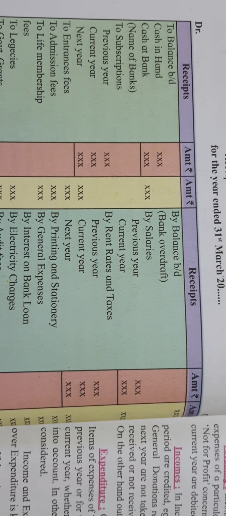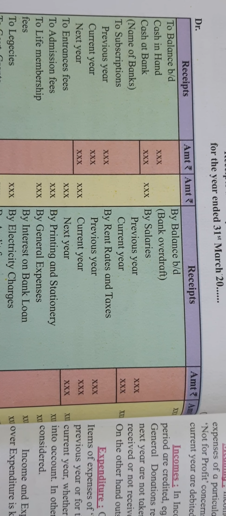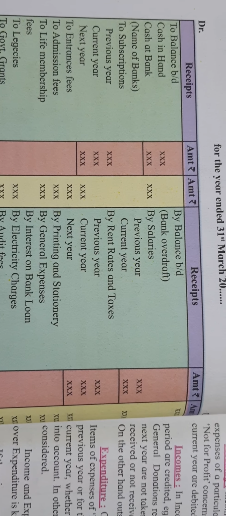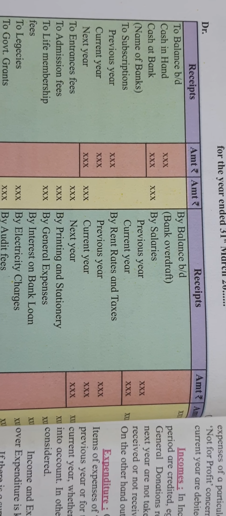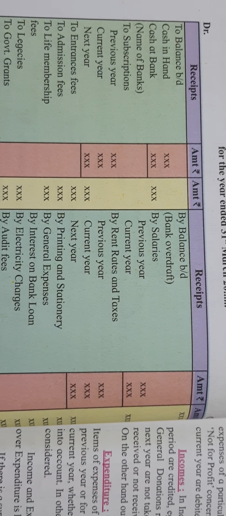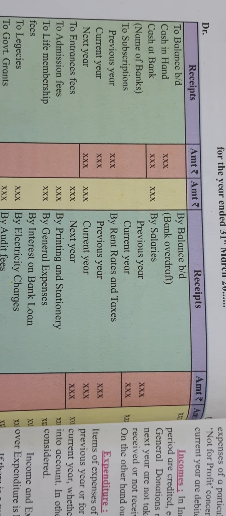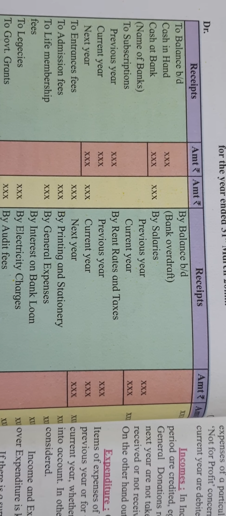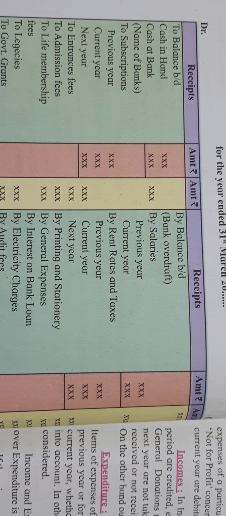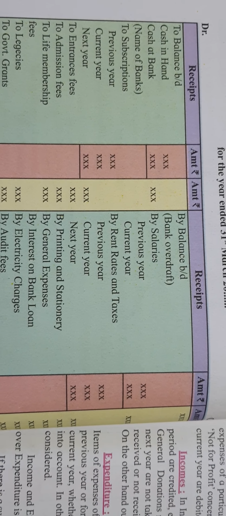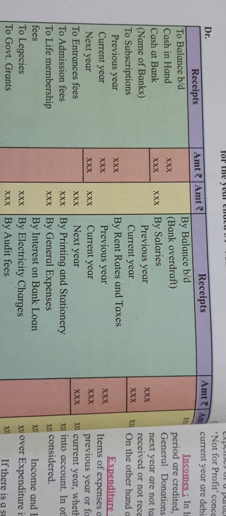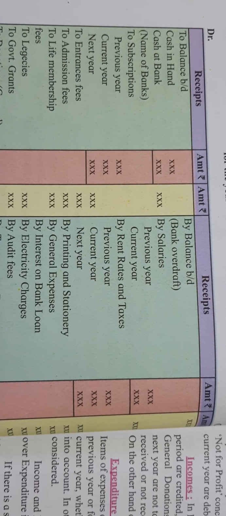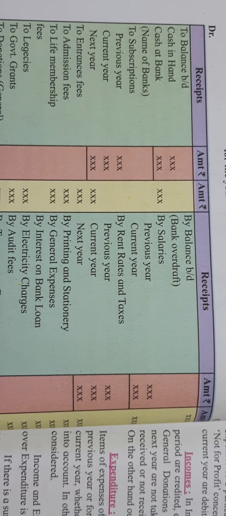Then entrance fees. As we know, there are so many clubs, sports clubs, and libraries. To enter there, some entrance fee has to be paid. It is income, admission fees, life membership fees. Suppose you are a member of a Rotary Club and you want to be a member for a lifetime, then you have to pay the life membership fees, right? So it is one way of income for the NPO.